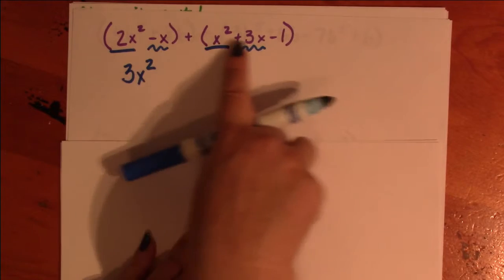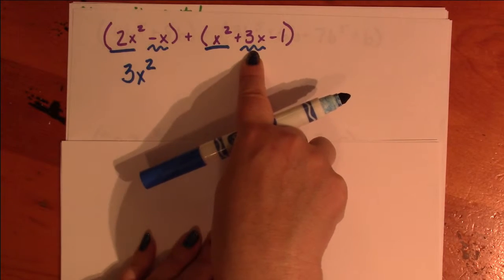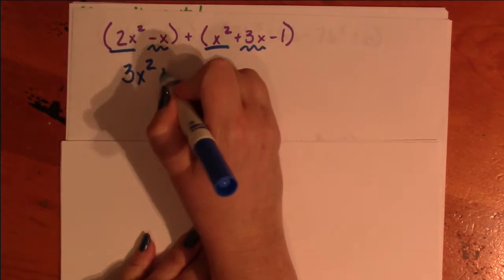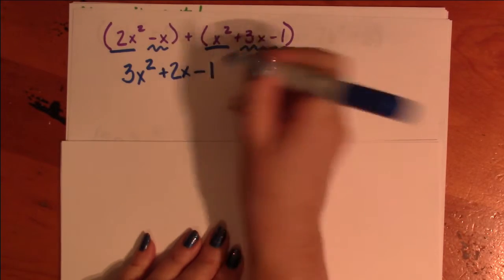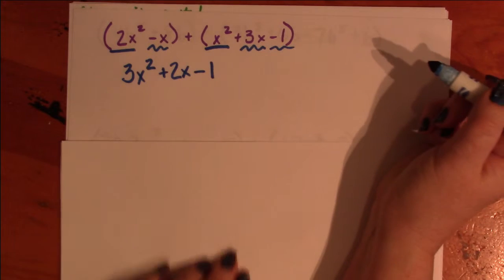So a negative x and a positive 3x is going to give me a positive 2x, plus 2x and then minus 1. And that's our answer.